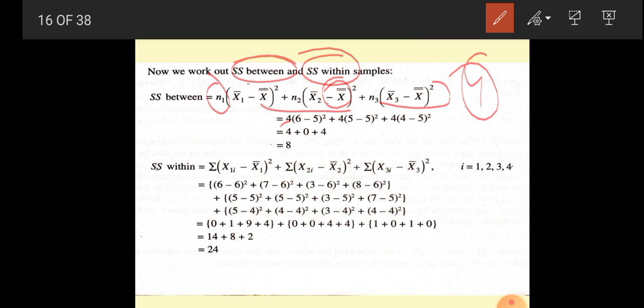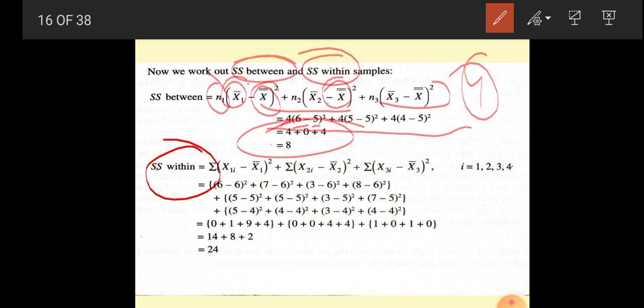If the number of varieties is n1 = 4, but how many varieties are there in total, that is known as n. So n, x1 bar we have got 6, so I have written 6, and x double bar is 5. Similarly, put all the data and you will get the sum of squares between as 8.